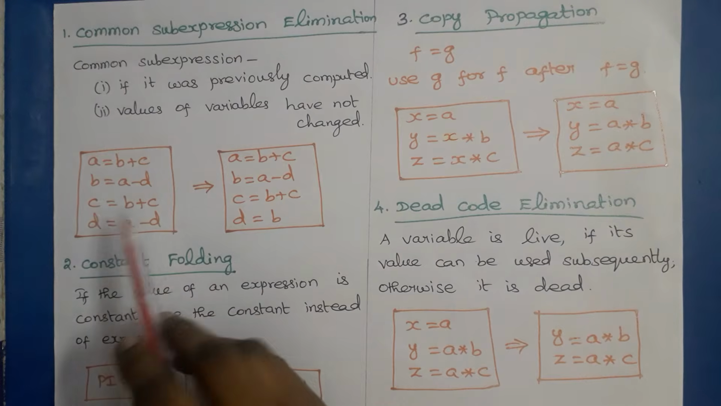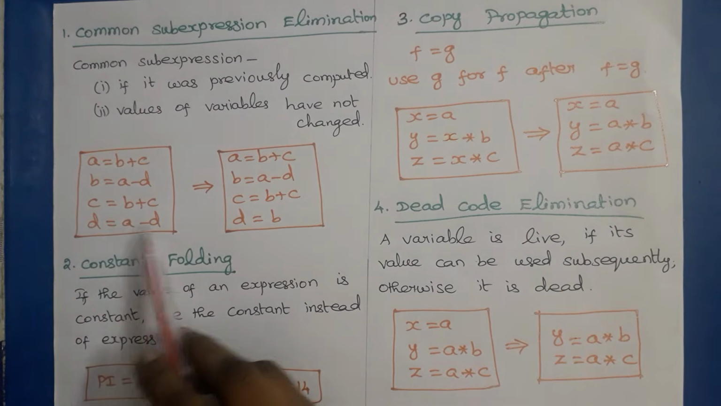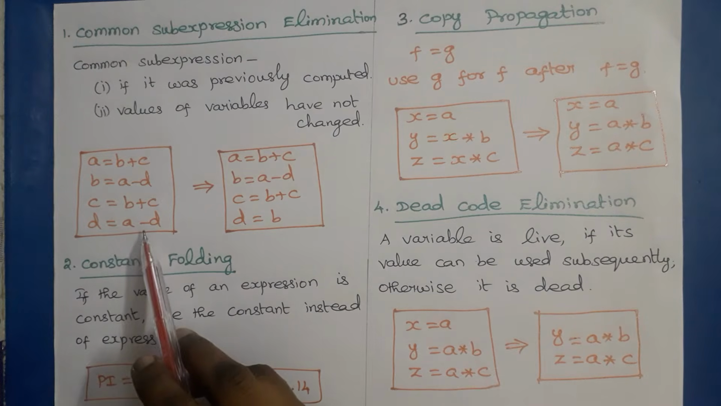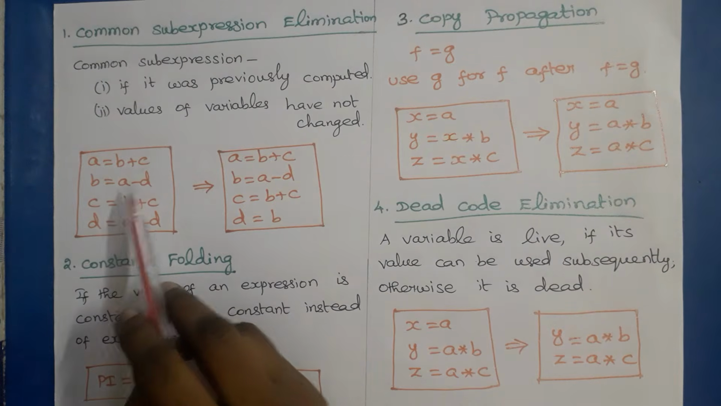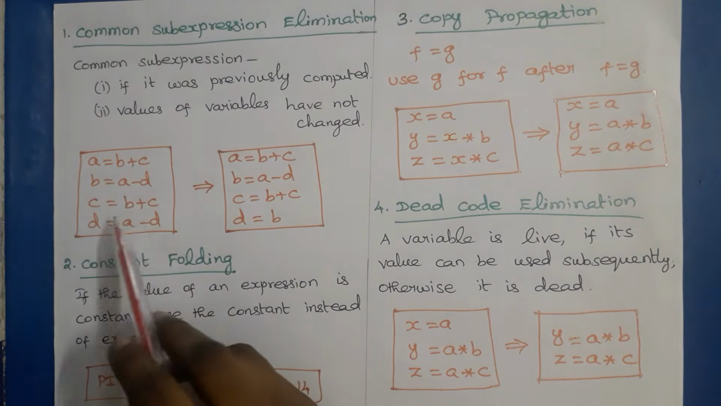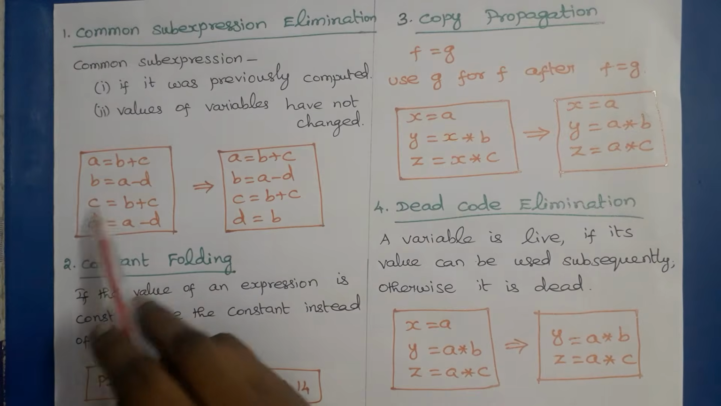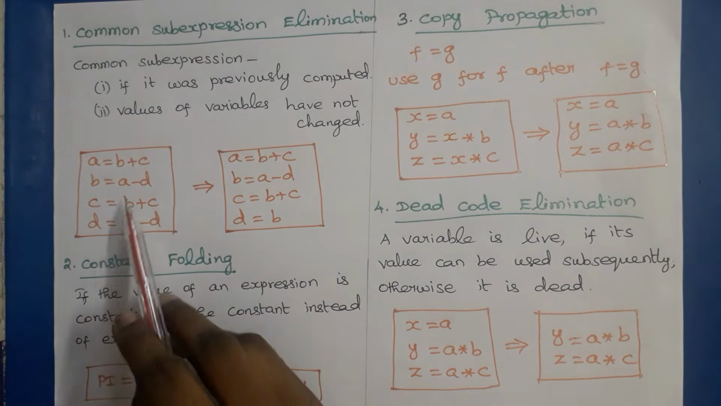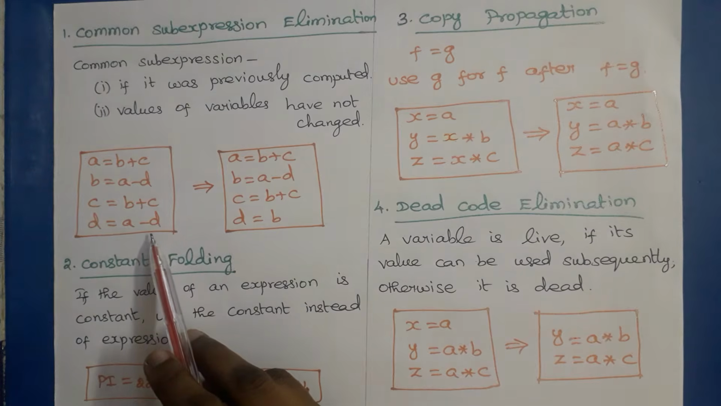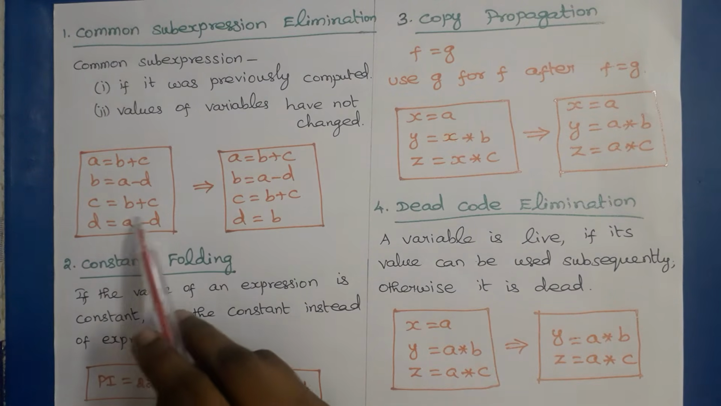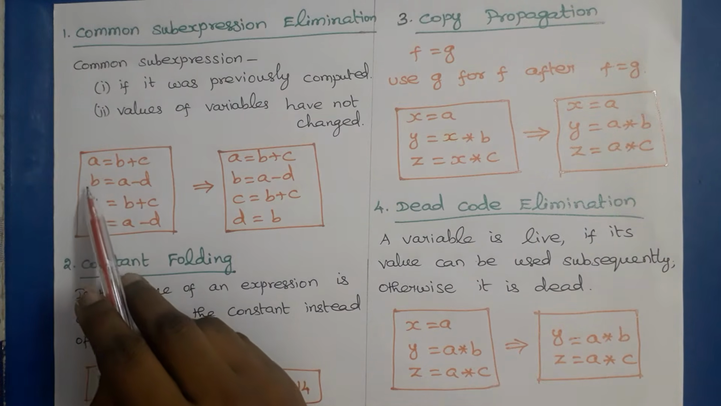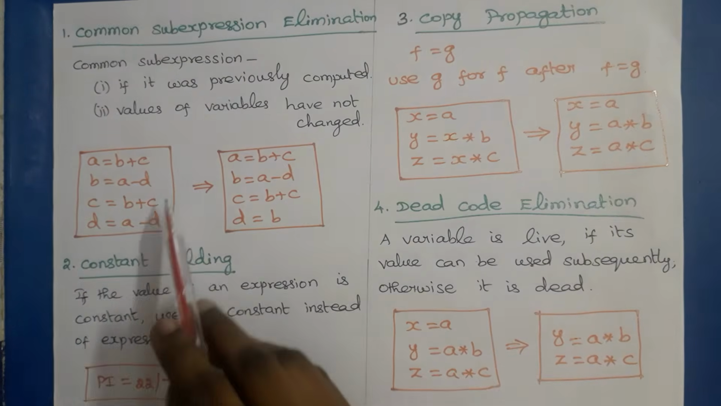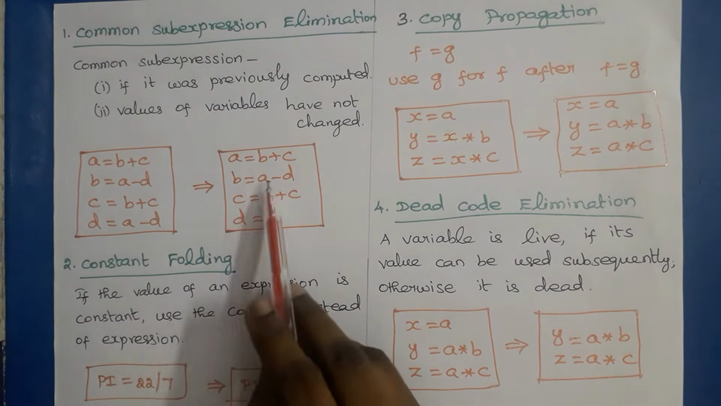But in the fourth statement, a minus d is called a common sub-expression because this a minus d was previously computed in the second statement, and the variables a and d have not changed from that point. So that we can say that a minus d is a common sub-expression. So instead of recomputing a minus d again, we can use the value of variable b here. So we can rewrite this as the optimized code.